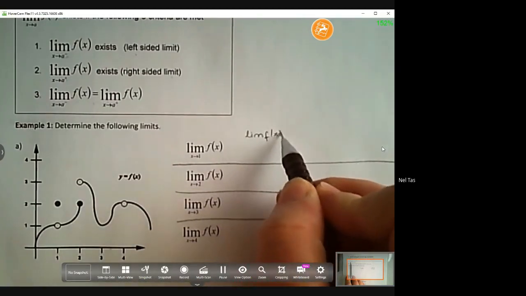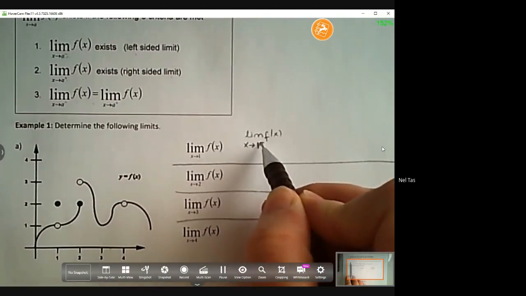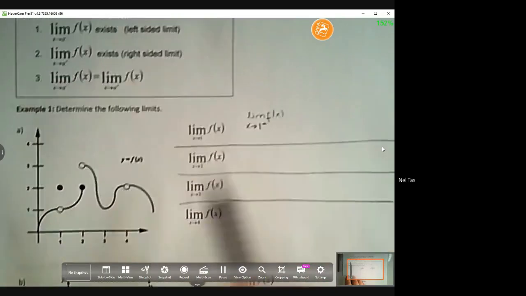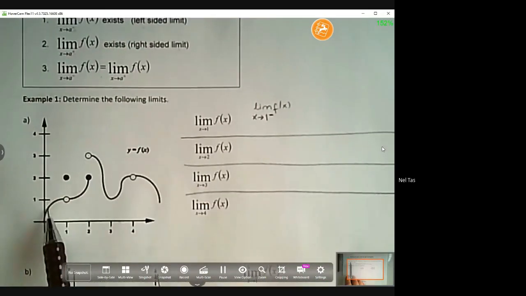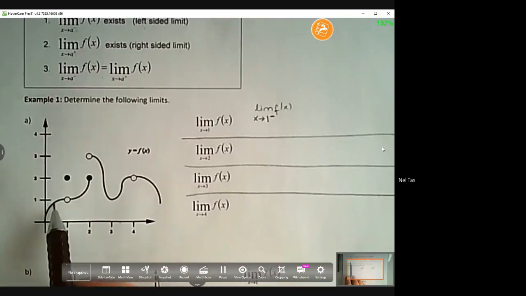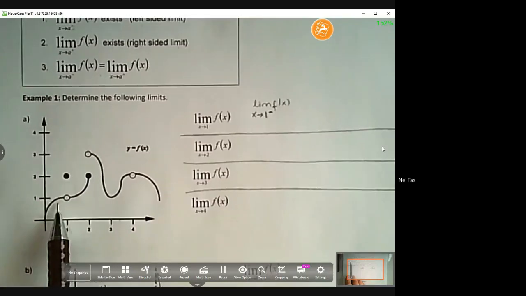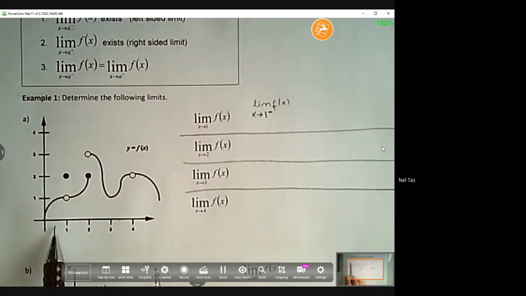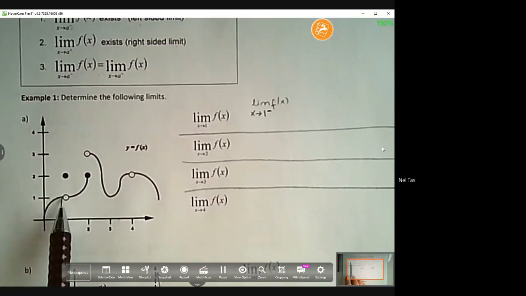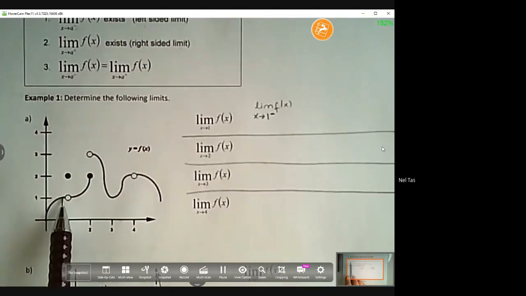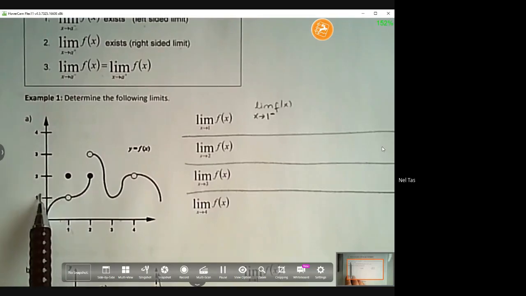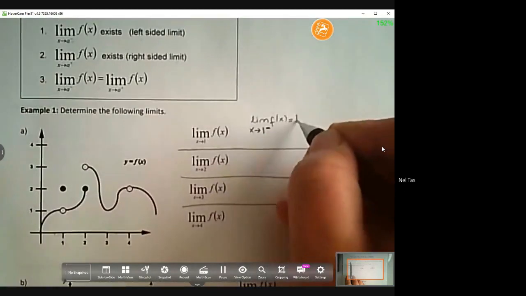So limit of f of x as x approaches 1 from left, okay? So we look at 1, and to check the left-sided limit, we approach 1 from the left side, and then we check the y value at that point. As x is getting closer and closer to 1 from left side, what is happening to the y values? So y values are getting closer and closer to 1. So left side limit is equal to 1.